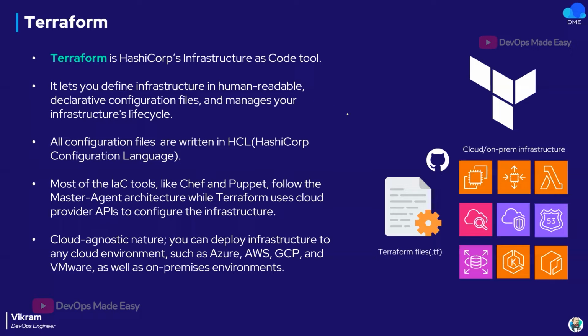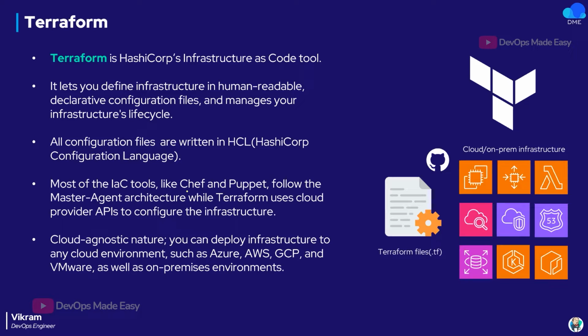Imperative means we write commands to achieve the end state. But in the case of declarative, we write YAML files, or the files can be anything. Declarative means we will not tell the tool how to create the infrastructure; we will just say how the infrastructure should look. Then the IaC tool will take care of the rest, like how to connect to the infrastructure, like AWS, and how to create it. Using HashiCorp Configuration Language, we will write all the Terraform configuration scripts.